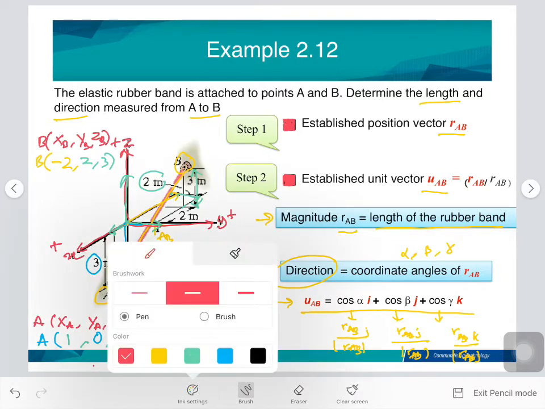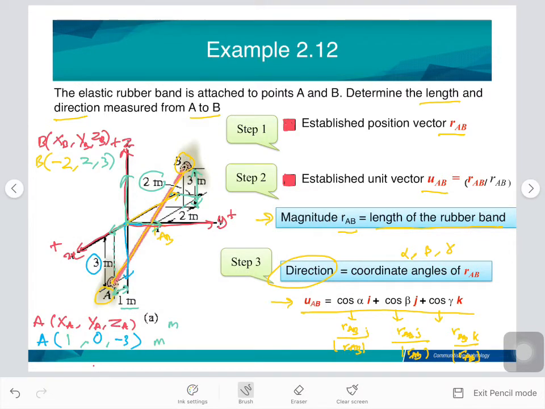So you can write here that the position vector RAB is equal to what? Plus here, then plus here. Don't forget this is in i, this is in j, and this is in k. We must remember subtraction: if we have position A to B, it means coordinate B minus A. Okay, you got it?